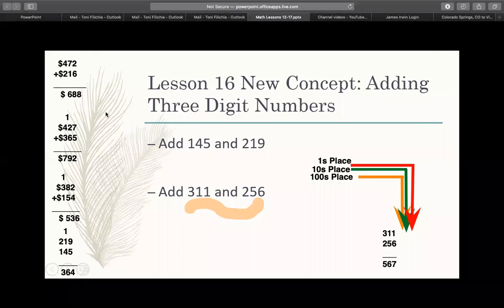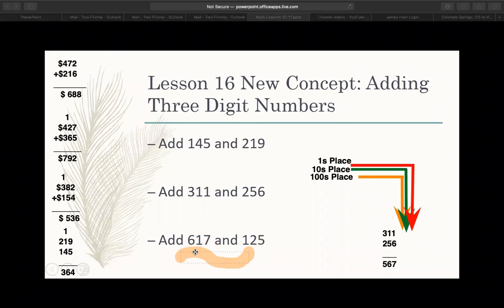And finally, our last one. Add 617 and 125. Which is our greater number? 617. I'll write that first and then write 125 below it. Looking at our ones place, 7 plus 5. 7 plus 5 is 12.